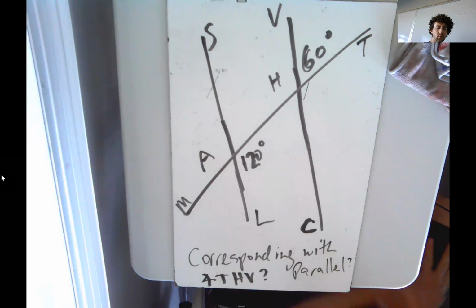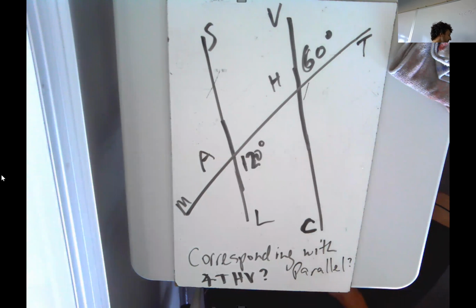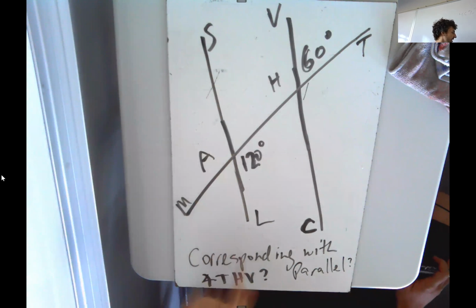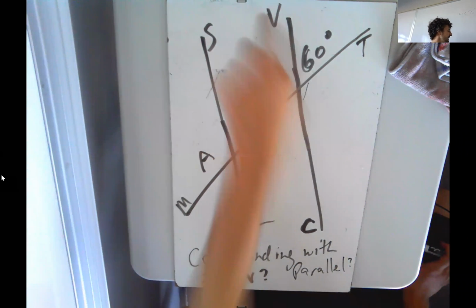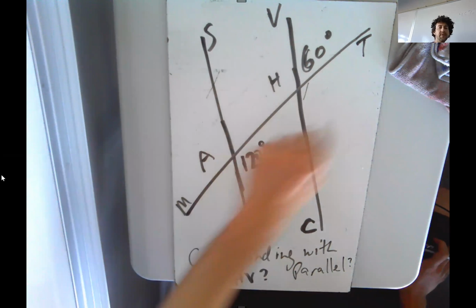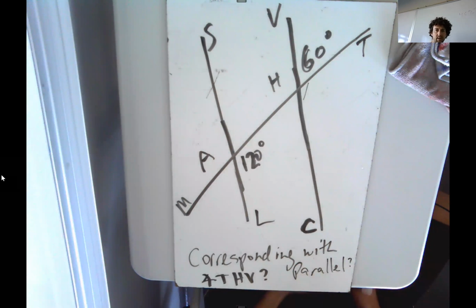In this video, we're going to answer two questions. The first question we're going to answer is, which angle is corresponding with angle THV? Then the second question we're going to answer is, is line segment SL parallel to line segment VC, by using the angle measures to figure out if we have evidence that they are parallel or not parallel.